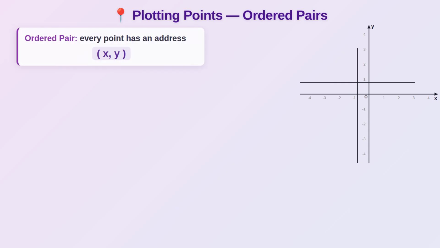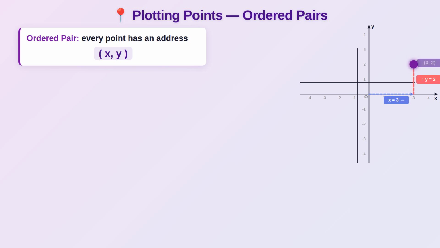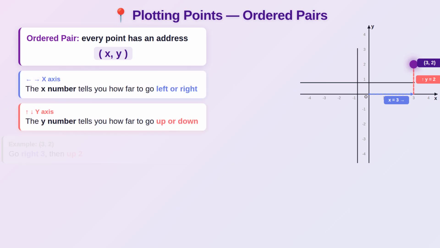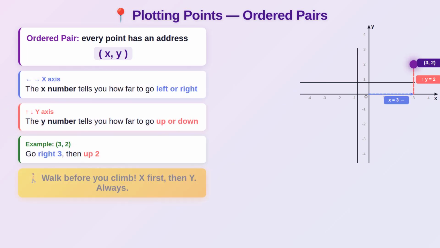Maya remembers the first rule of graphing. Every point on the plane has an address called an ordered pair, written as (x, y) in parentheses. The x number tells you how far to go left or right from the origin. The y number tells you how far to go up or down. So the point (3, 2) means go right 3, then up 2.